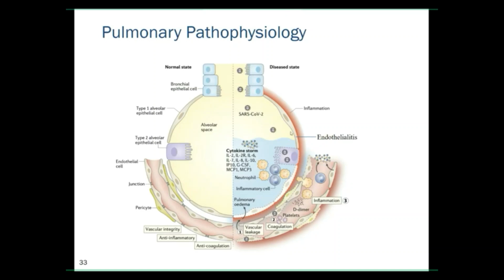In addition, we have an endothelialitis, so the virus infects the endothelium and damages the endothelium. We have leaky capillaries. Most importantly, we get release of von Willebrand factor, activation of clotting, and we have this profound thrombogenic state. So we have inflammation and microvascular clotting.